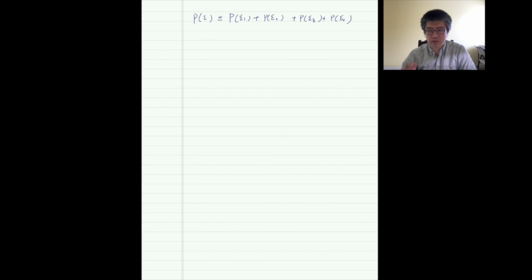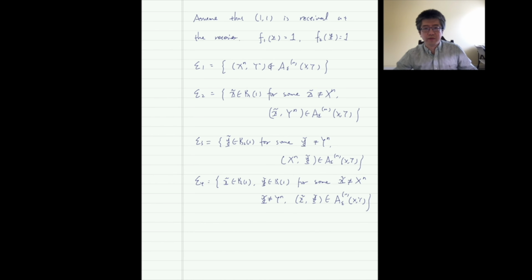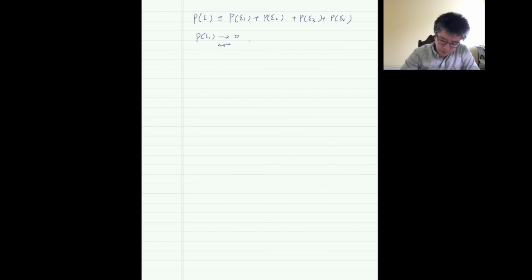Okay, so now let's compute one by one. If each one goes to 0 as n goes to infinity, then we're done for the achievability. The first error probability goes to 0 when n goes to infinity. This is straightforward because that's for the typical set. So those are not in the typical set, and the probability of this will go to 0 as n goes to infinity. That is straightforward. So the hard part is E2 and E3.